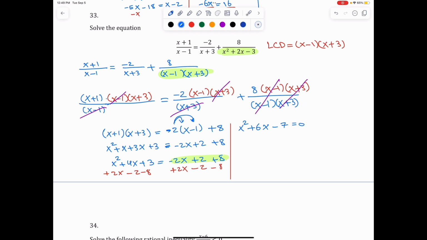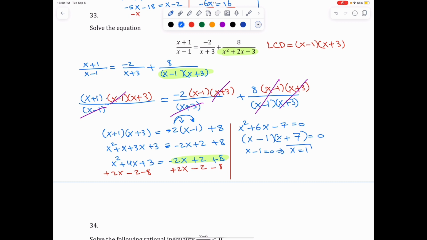We need two numbers. Their product is negative 7. Their addition is positive 6. These two numbers are positive 7 and negative 1. So now x minus 1 equals 0. That will yield x is equal to 1.